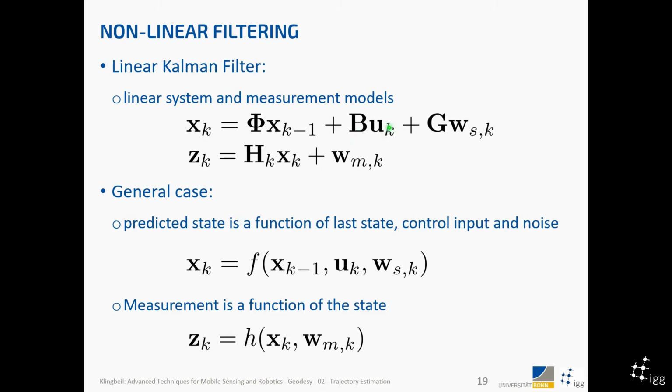It was described in detail. In the general case, of course, these here are not matrices. They're not linear. In the general case, the new state is a function of the old state, some noise and some control inputs, and the same holds for the measurement. So in the general model, the measurement is calculated from this state using some sort of arbitrary function and not based on a matrix.